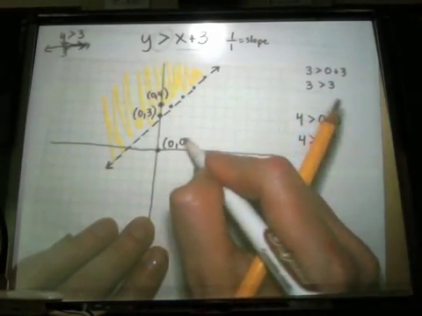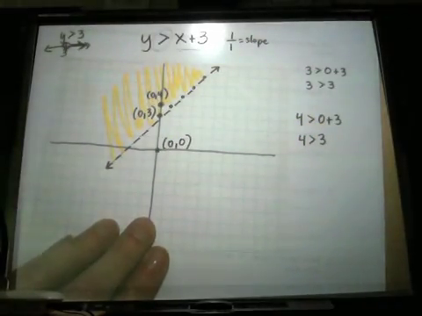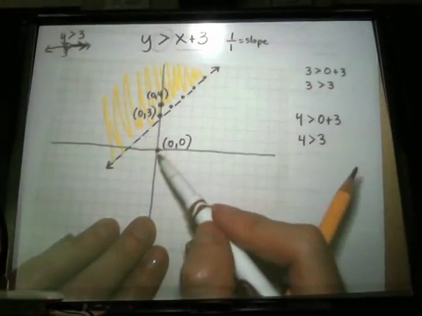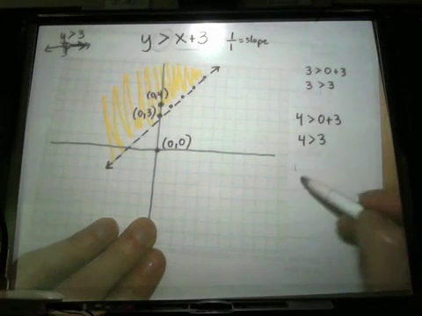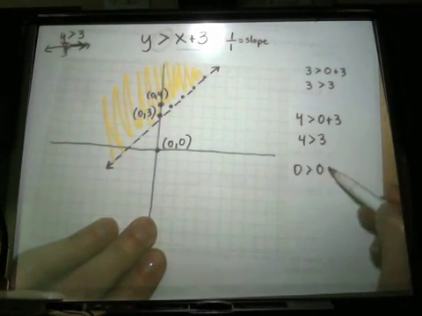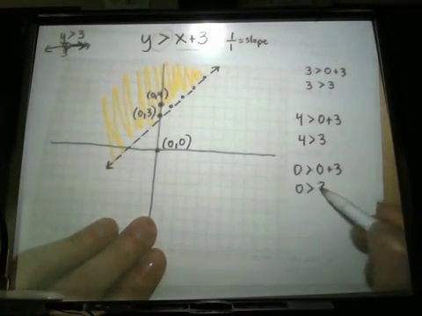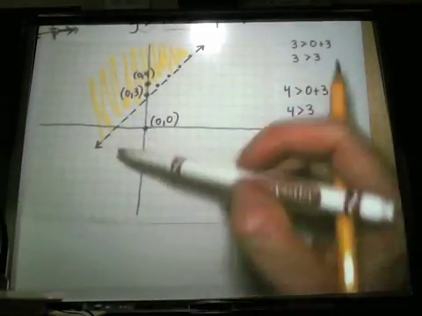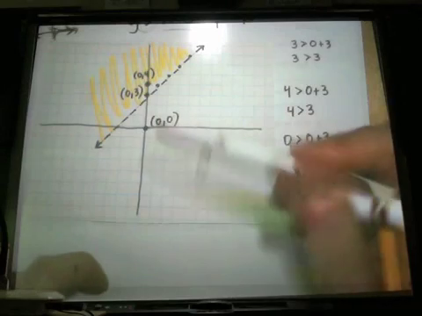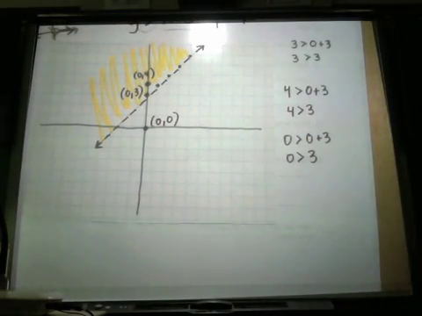I'm going to ask you to test a point to make sure you shaded the right section. Let's say you shaded below and you go, oh, let me try 0, 0. That one makes easy math. 0 for y, 0 for x, 0 is greater than 3. Well, clearly that's not true. That means that all the points down here where that 0, 0 didn't work, all of those are not true either. None of them will work.